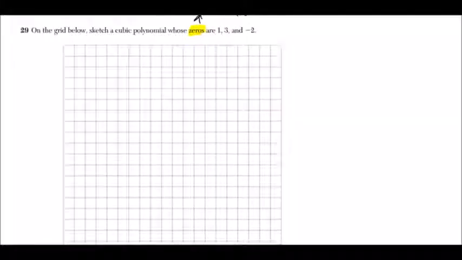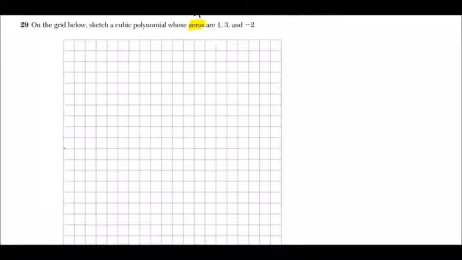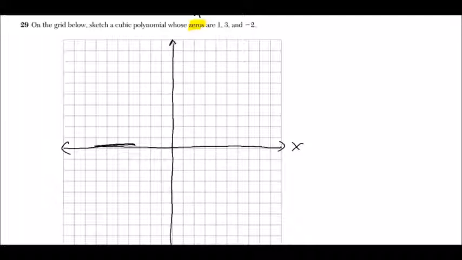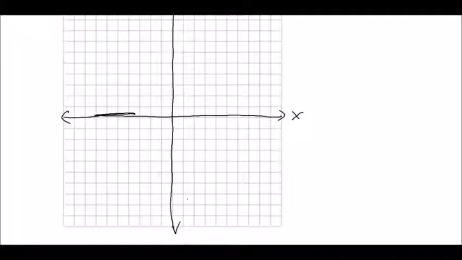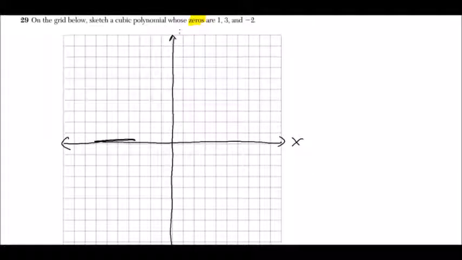So let's graph a quick little pair of axes here. And we have zeros or x-intercepts of 1, 3, and -2. That means that the graph must cross the x-axis at 1, 3, and -2.